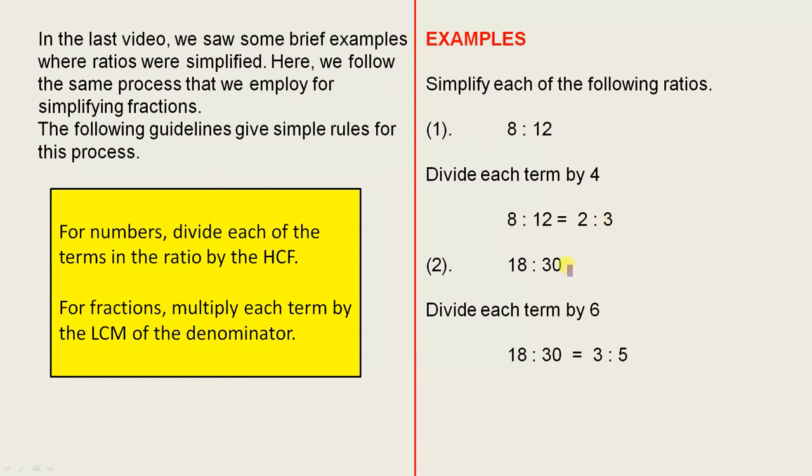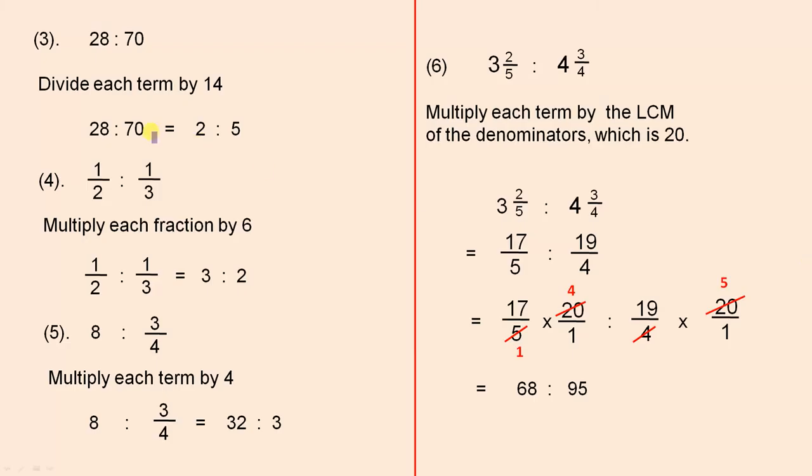Number 2, 18 is to 30. Divide each term by 6. 18 divided by 6 gives us 3. 30 divided by 6 gives us 5. So the answer is 3 is to 5. Example 3, 28 is to 70. Divide each term by 14. So we have 28 is to 70. 28 divided by 14 gives us 2. 70 divided by 14 gives us 5. So the answer is 2 is to 5.